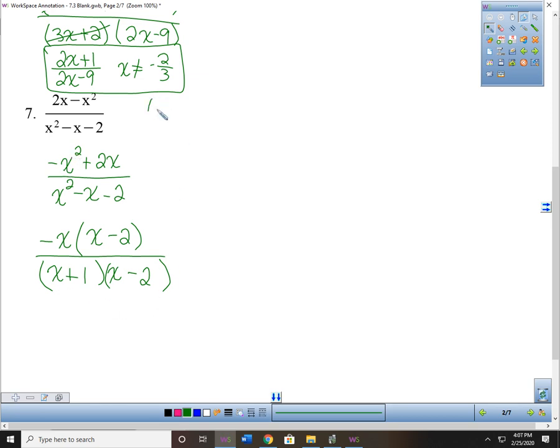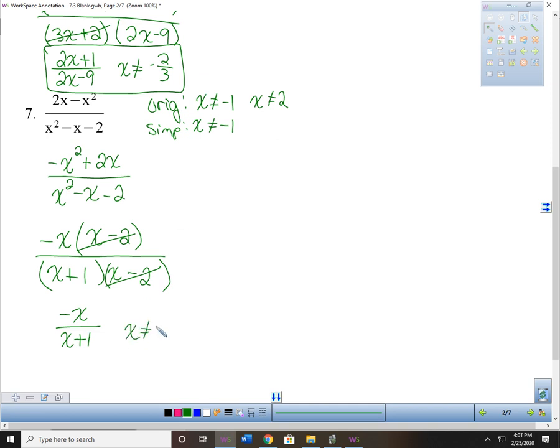So I look at this. For my original domain restrictions, I would set both of these factors equal to 0. So x cannot be negative 1, and x cannot be positive 2. Then I'm going to go ahead and simplify. So I have x minus 2 on top, x minus 2 on bottom. That leaves me with negative x over x plus 1. So the only factor left in the bottom is x plus 1. So if I set that equal to 0, x cannot be negative 1. Since that's already a restriction for my original, the only thing I need to restrict is that x cannot be 2.